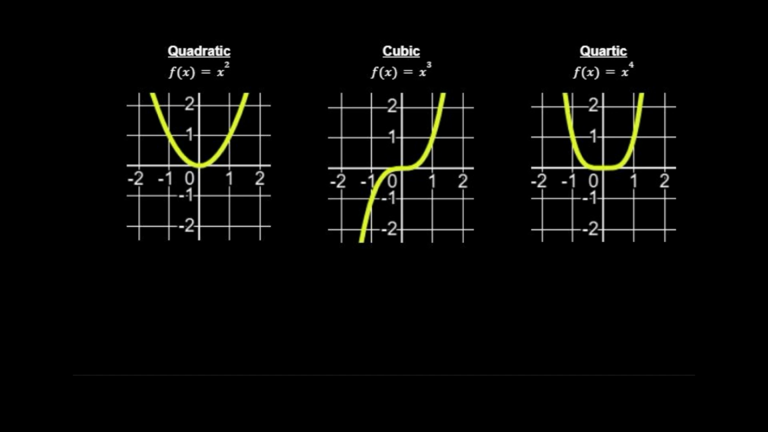Some key characteristics with these three: they all share the fact that they all go through the origin at 0, 0. And as far as graphing with transformations goes, each of them will always go to the right one and up one. They also go through 1, 1. All three of these go to the right one and up one, going through 1, 1.